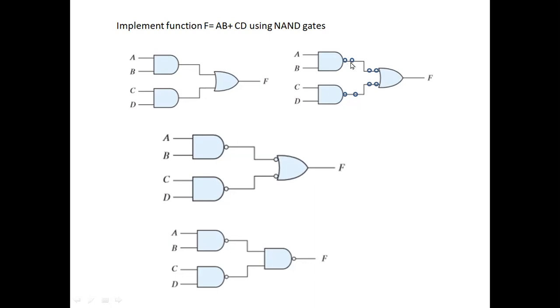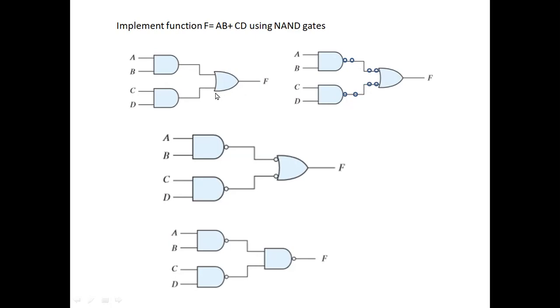In the place of inverter, I have taken a circle. Inverter plus inverter becomes again a true line. So I have taken two inverters to an AND gate. Here are two NOT gates and here are two NOT gates, so that I will get AB over here, CD over here.